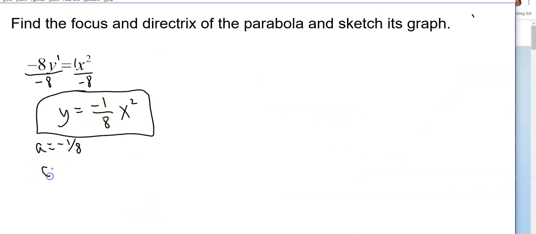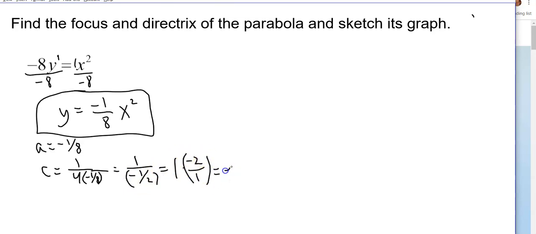So let's use the formula we just mentioned. So c equals 1 over 4a, and a is -1/8. So this is 1 over -4/8, which is -1/2. Dividing by a fraction is like multiplying by its reciprocal. So we're going to multiply by -2 over 1, and we get -2. So my c value is -2. So that's very helpful here.